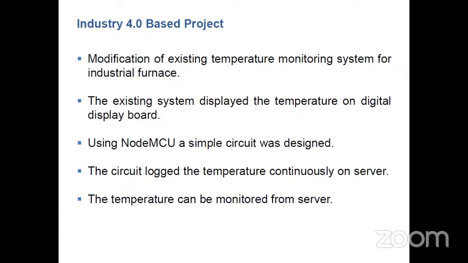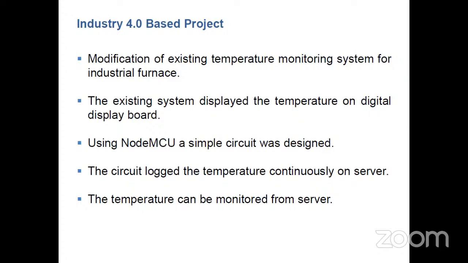In their existing system, the temperature was displayed on a digital display board using LED panels. They used a simple PLC based application for displaying the temperature. The furnace had a thermocouple connected to it. The thermocouple read the temperature, and the PLC converted it to digital data, which was shown on the digital LED panel. Now for making it compatible to industry 4.0, we designed a simple Node MCU based circuit.